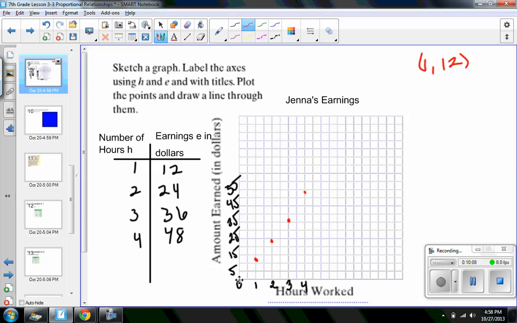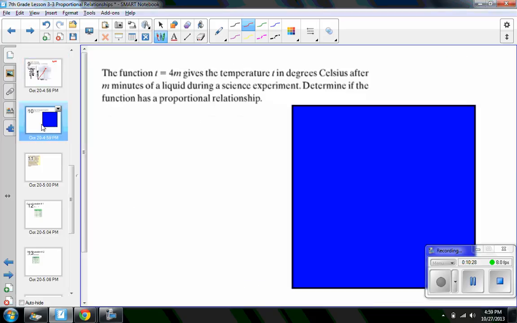Now we're going to connect. Look at 0 hours means $0. So draw a line. And we're going to see that this is a proportional relationship that extends into a straight line. So let's look at the next one.